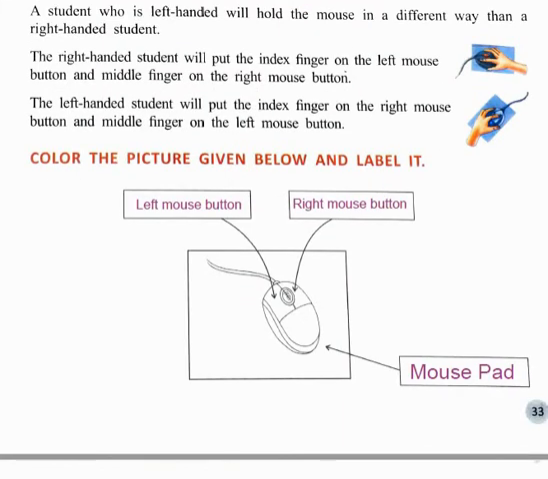Next, color the picture given below and label it. This one is your picture. Color the mouse and label it. In the first box, write down left mouse button. Second box, right mouse button. And third box, mouse pad.